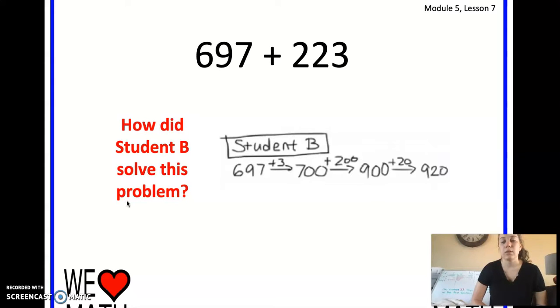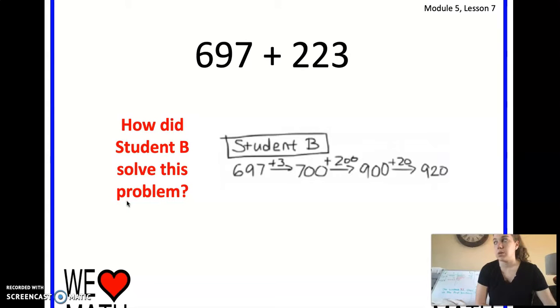Good, they used the arrow way. So they still knew that it would be easiest to get the 697 to the next 100, so they still did plus 3. They took that 3 away from 220 and added it first to 697 to get to 700. Then they added the 200 from 223, and then they knew they only had 20 left, so they added 20 more and they got 920.